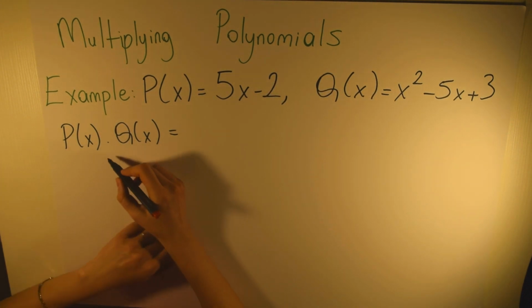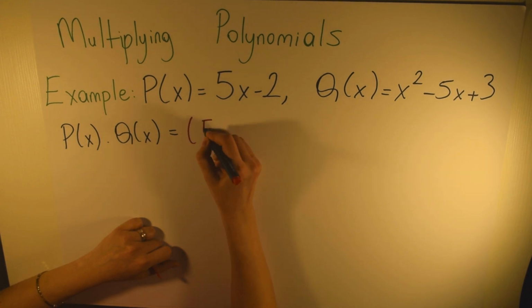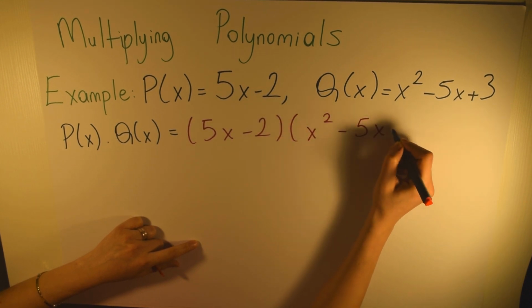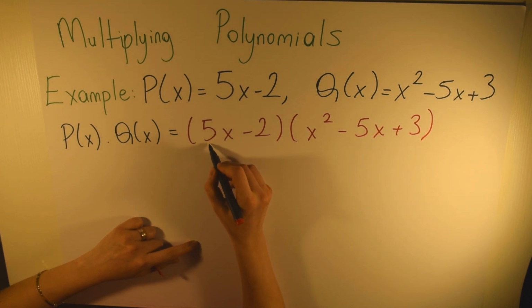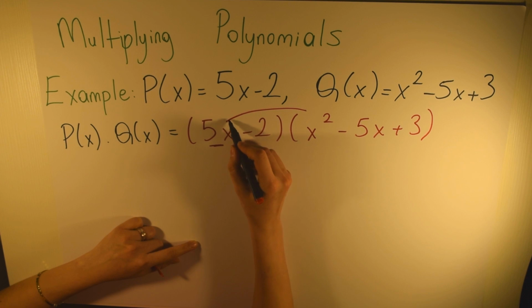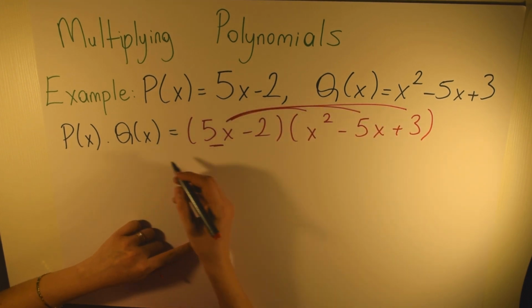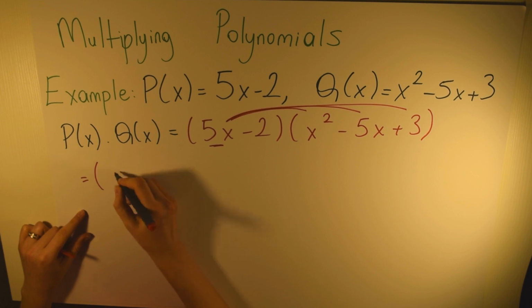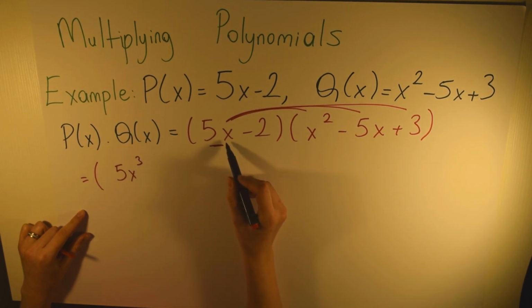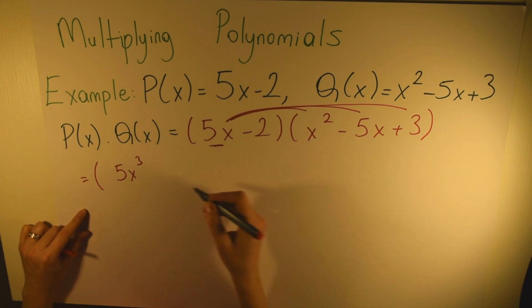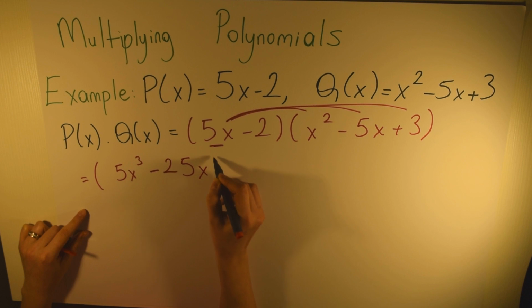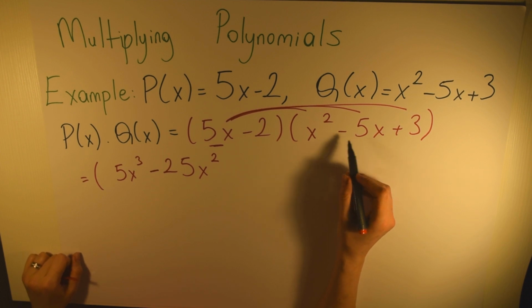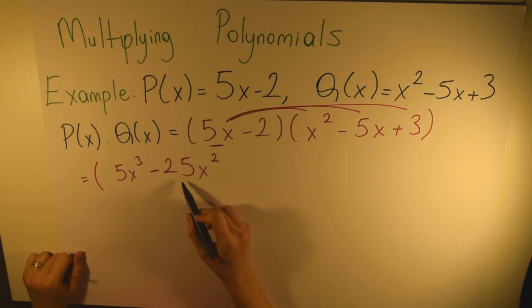Okay, let's write them down. Here we have p(x) times q(x) is equal to (5x minus 2) times (x squared minus 5x plus 3). So first we will start with 5x, and I will multiply 5x by all the terms here. Here we get 5x times x squared, it is 5x cubed. 5x times minus 5x, it is minus 25x squared, right? Because this has a plus sign and this has a minus sign, it makes it minus, and we have 5x times 5x, which gives 25x squared.